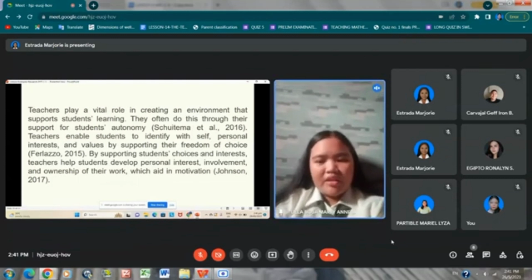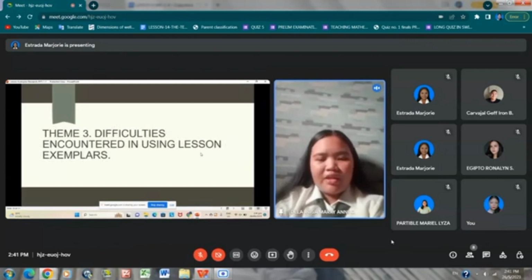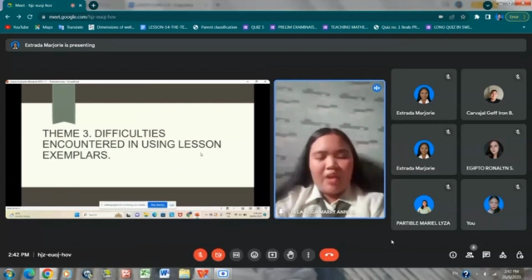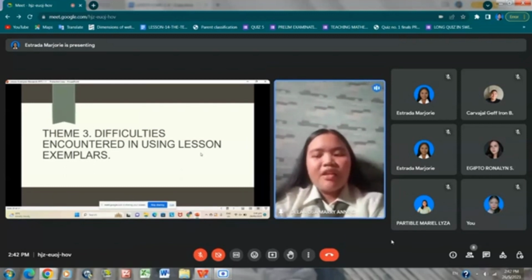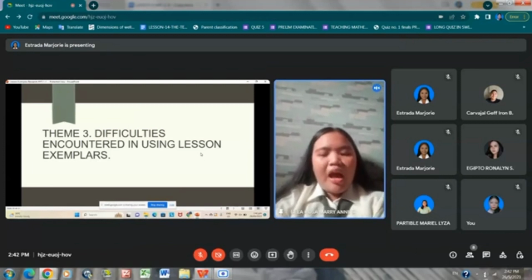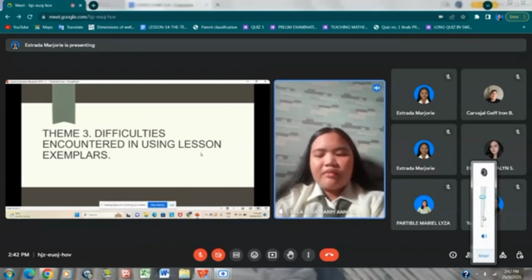Let's move on to theme 3. Difficulties encountered in using lesson exemplar contains 5 questions. Question number 1. What difficulties have you encountered in making lesson exemplars? Based on the participants' responses, it can be observed that time is the challenge that they encountered most because preparing lesson exemplar takes a lot of time. According to one of the participants, sometimes lessons never go according to plan and they spend a lot of time on the motivation part.